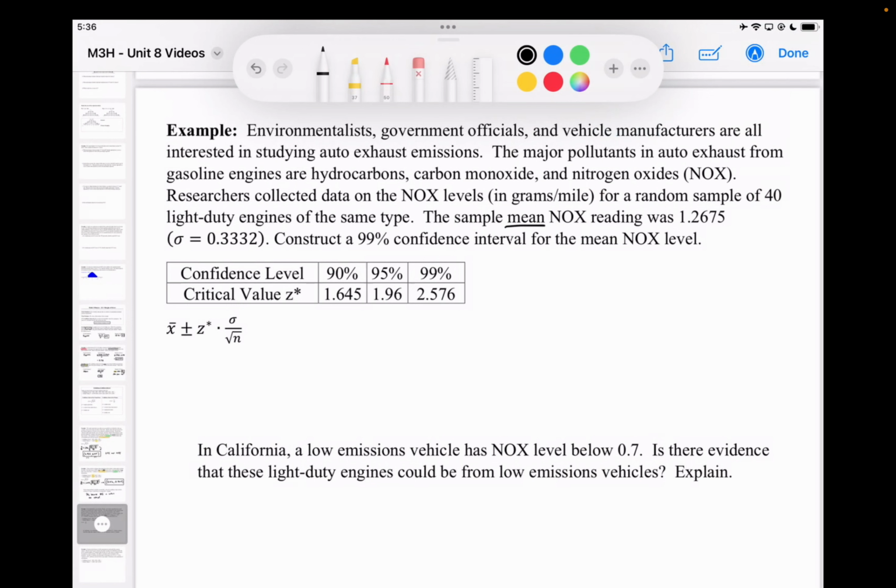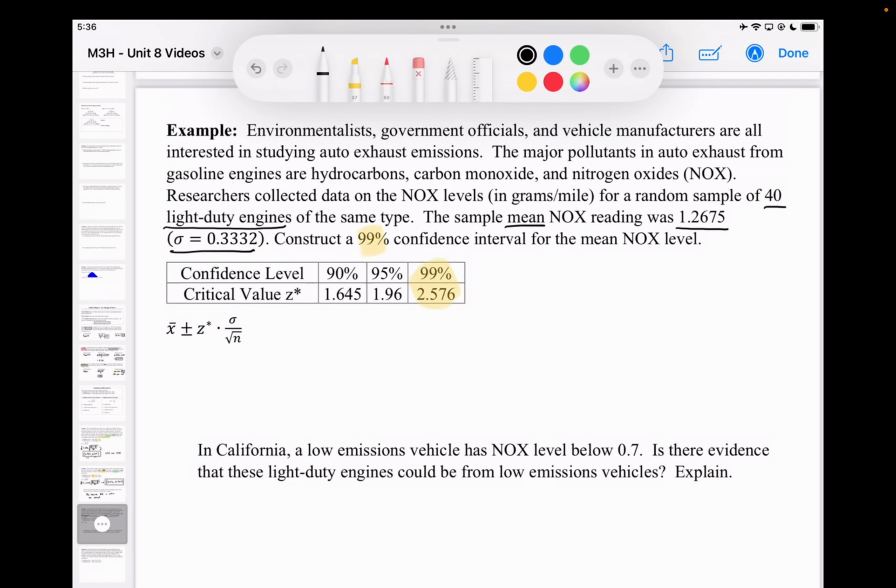For this one, they collected the NOx levels for 40 light-duty engines, all of the same type of engines, right? So they said the average NOx reading, or the mean NOx reading, was 1.2675 with a standard deviation of 0.3332. And we're constructing a 99% confidence interval this time. So we start with our mean, our sample mean.